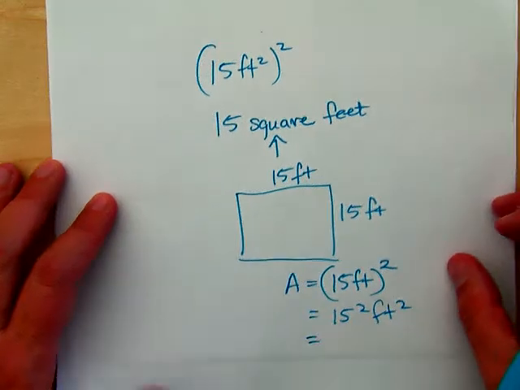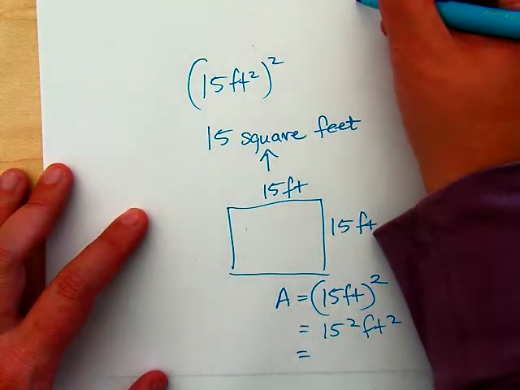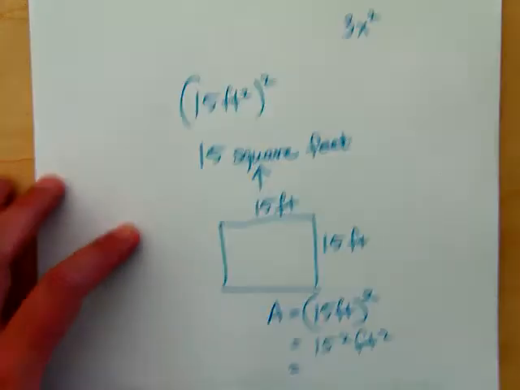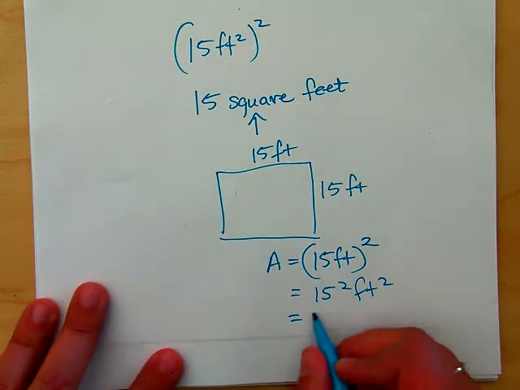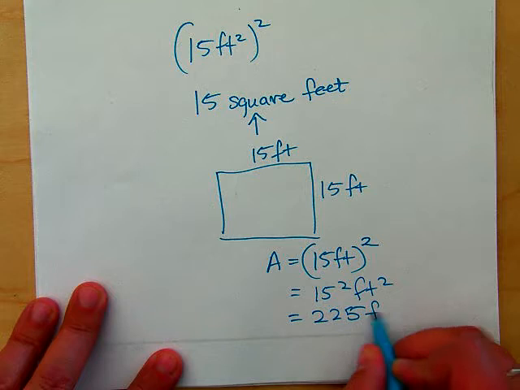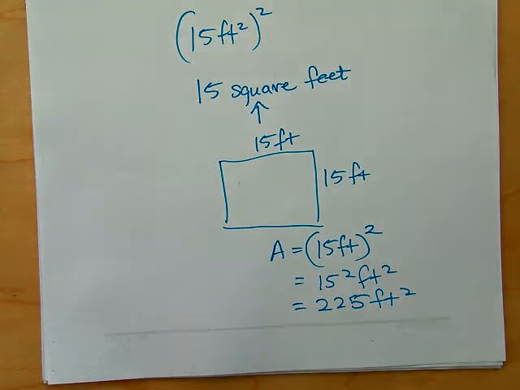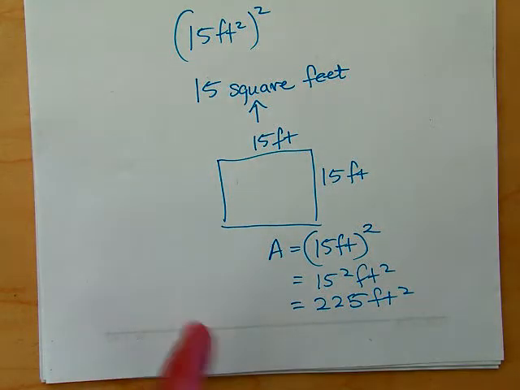It's the same thing, you know, when you see, let's say, 3x squared. Is that 3 being squared there? No. It's the same concept. Here we have 225 feet squared. That's the area, but we're not going to go ahead and square the 225. The square feet is what's telling you that it's area.